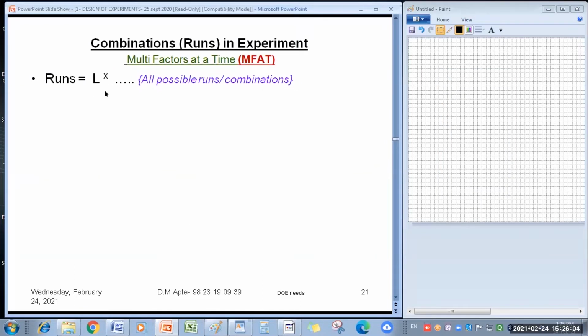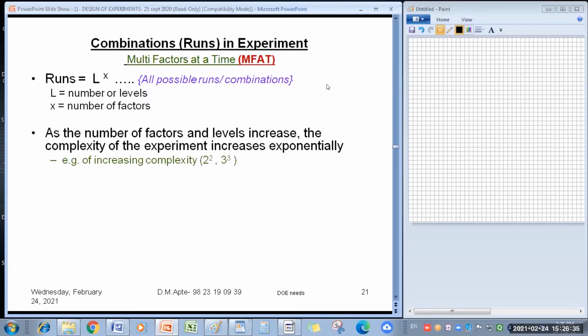Now look here. How many runs would there be? L raised to x, where L is the number of levels and x is the number of factors. Now, we are considering all factors together. Therefore, this is called a multi-factor at a time, MFAT experiment. Our regression analysis and scatter diagram are called OFAT experiments, one factor at a time. Right? Okay.